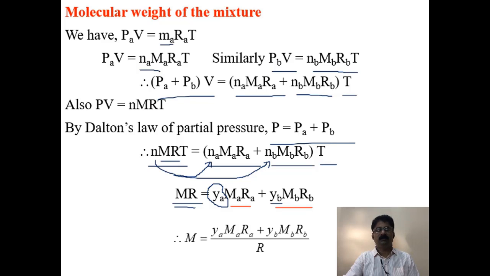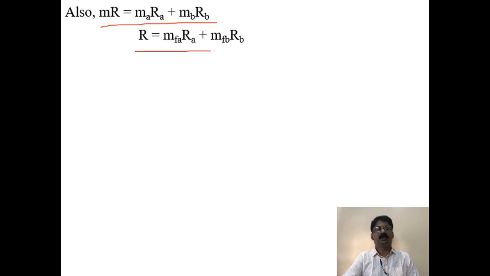This is one of the expressions for the molecular weight of the mixture. If you know the mole fraction of each of the constituent gases, the molecular weight of each, and the gas constant for that gas, you can find out the molecular weight of the mixture. We also know that MR is equal to MaRa plus MbRb. This is from the first derivation. So you can write R is equal to MFA into Ra plus MFB into Rb.